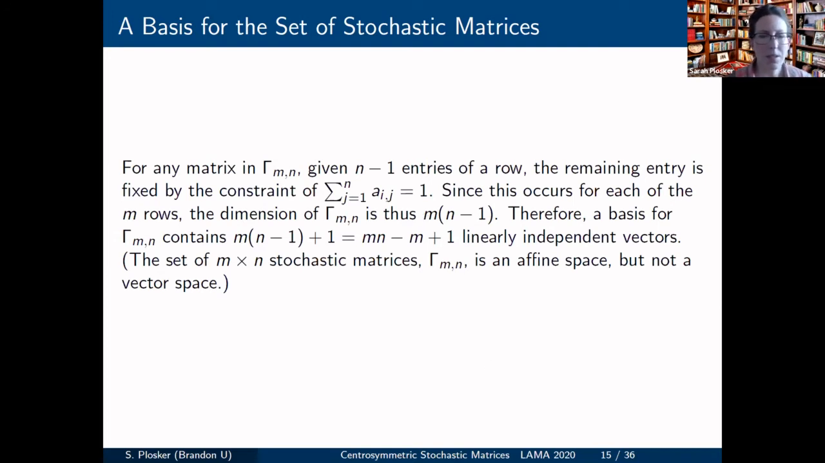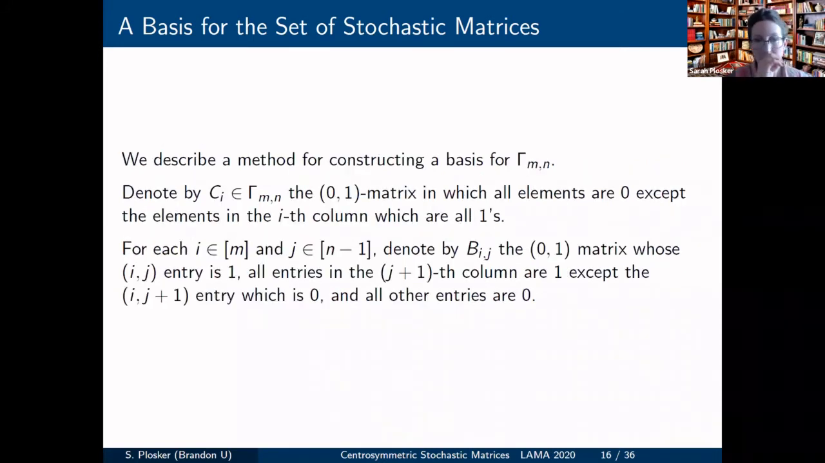And we have to be careful because this is an affine space, not a vector space. So just in terms of counting, a basis for the m by n stochastic matrices would contain m times n minus 1 plus 1 linearly independent vectors. We have to add that 1 just because we're not actually dealing with a vector space. So we're looking for this many linearly independent vectors, and then we know that would be a basis. Okay, so how do we do that? Well, this is our construction that we're using.